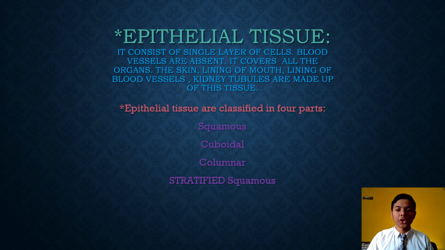First, epithelial tissue. Epithelial tissue consists of a single layer of cells. Blood vessels are absent. It covers all the organs, the skin, lining of mouth, lining of blood vessels, kidney tubules are made up of this tissue.